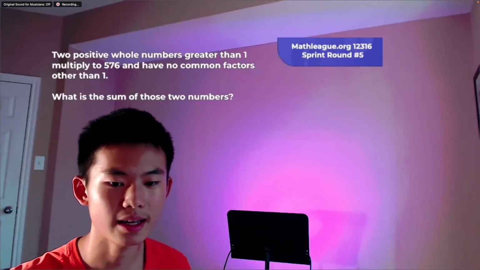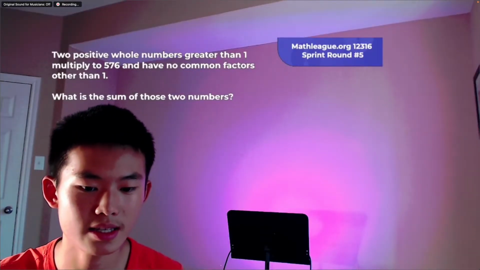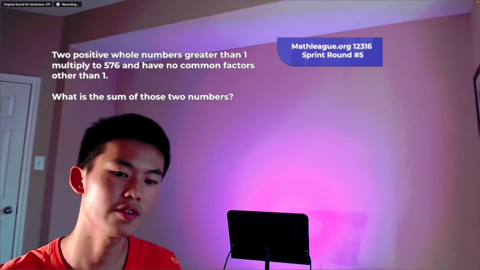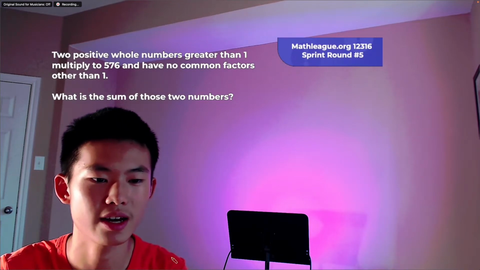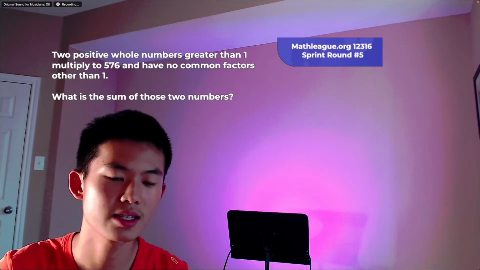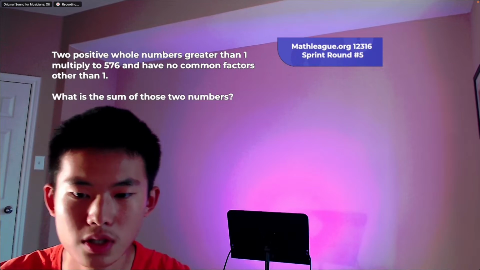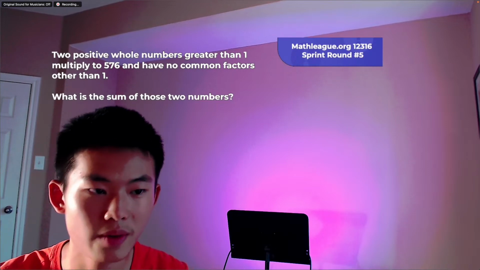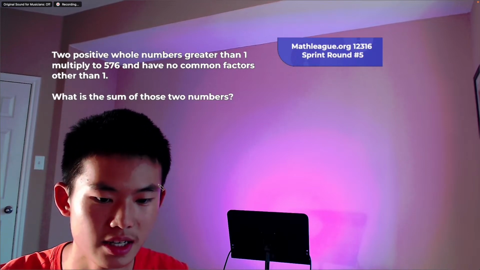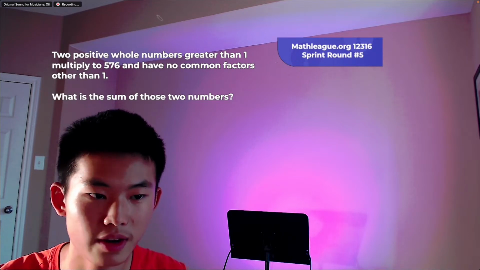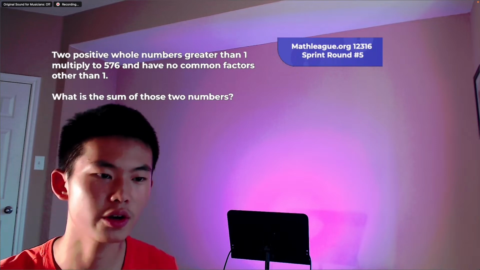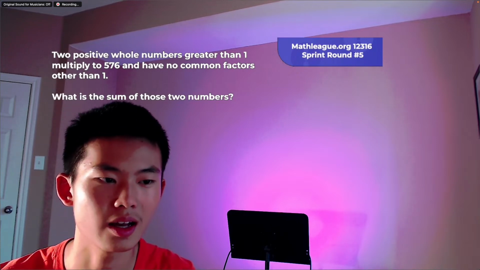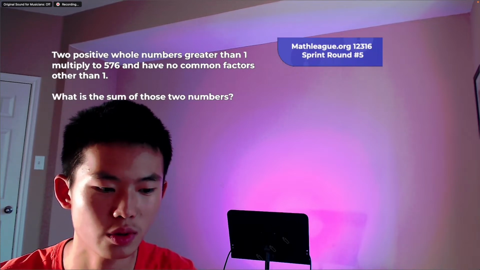Yeah, absolutely. I can move on to the next question, which says two positive whole numbers greater than 1 multiply to 576 and have no common factors other than 1. What is the sum of those two numbers? Well, to start with, we can prime factorize 576. If you know your perfect squares, then you know that it's equal to 24 squared.